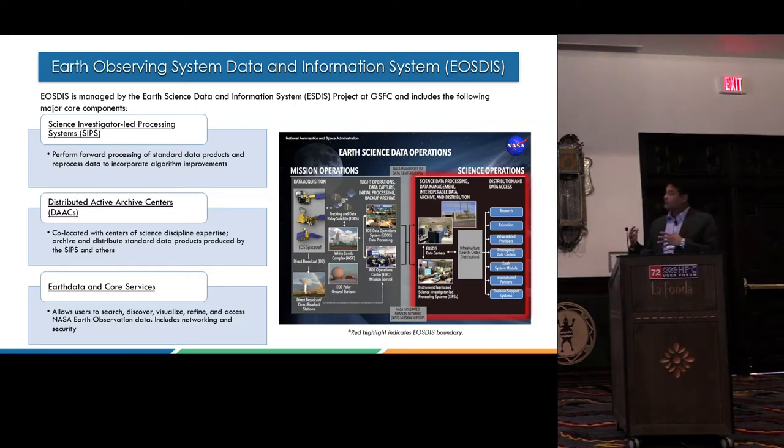Then we have the DAACs, which are the distributed active archive centers. The data, once it's processed, is sent to the DAACs for them to do data curation, data preservation, and data distribution. And the DAACs work really closely with the community so that they can help them deal with the complex science data sets that we have. And we have these core services, which are our enterprise-level services that we provide for searching, browsing the data.